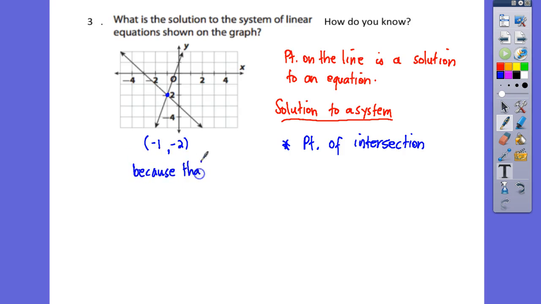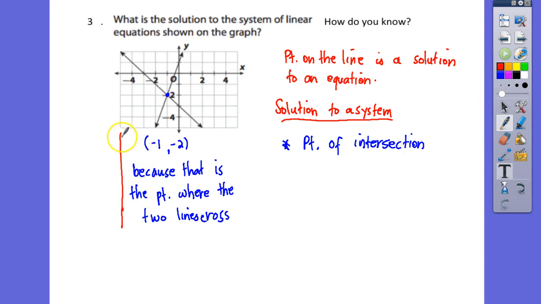Because that is the point where the two lines cross. That's why that's the solution to that system. See, you don't even have to know the equation. All you have to do is to look where is the point of intersection. All right, the last one.